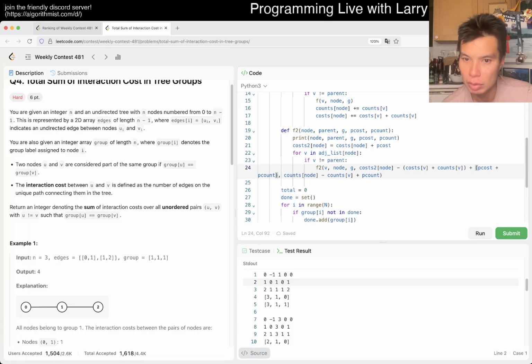P count does not factor in. No, the P1 is right here. Okay, so this is the right P count, but the distance is messing up by not counting it.